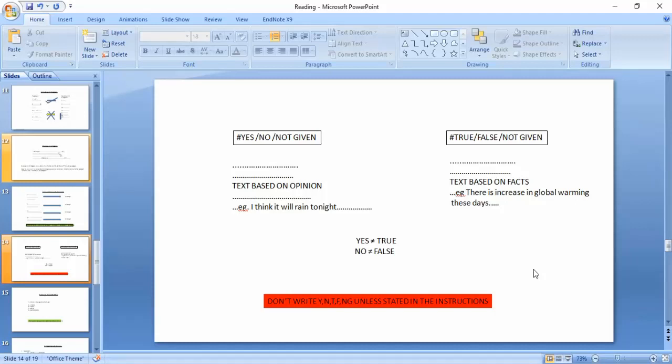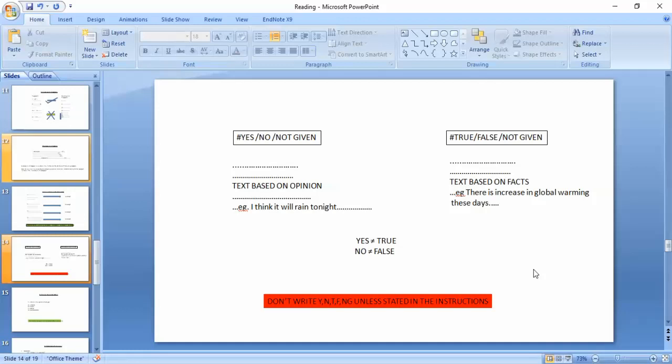And remember, yes, no, not given, and true, false, not given type of questions. This is a very, very important type of questions in reading. And this is the only question that can help you improve your scores up to 2 bands. Okay, you can improve your reading score by 2 bands just answering this question correctly. Okay, if you just follow the instructions, there is a very significant chance that you will end up increasing your reading scores by 2 bands.